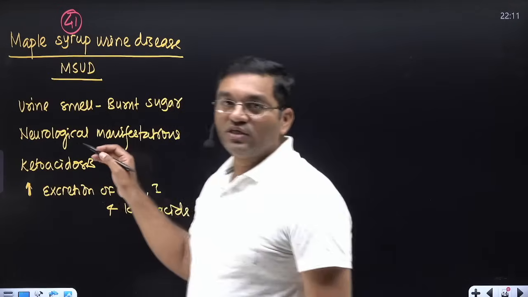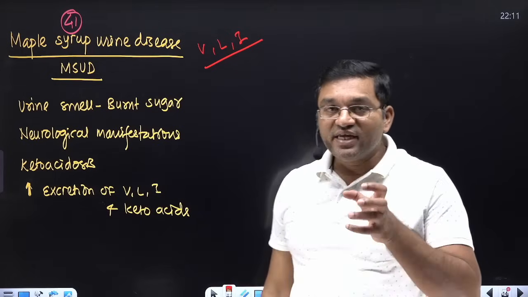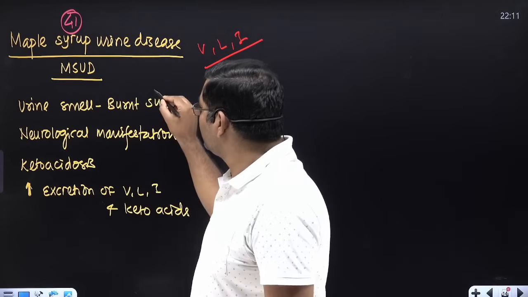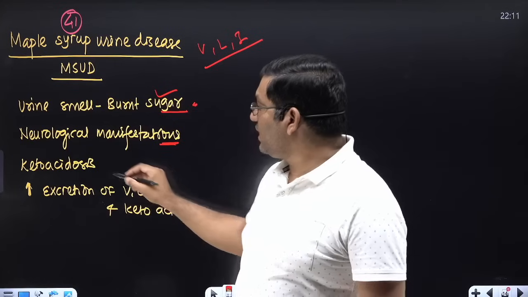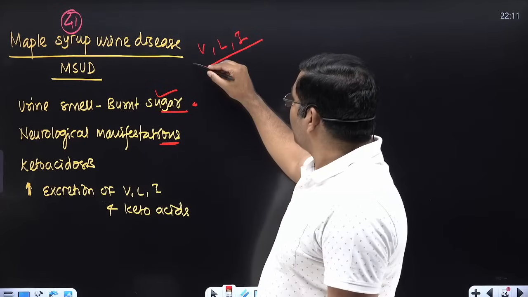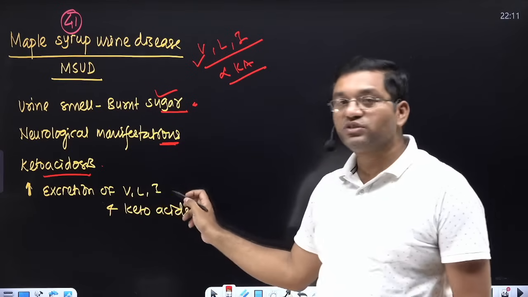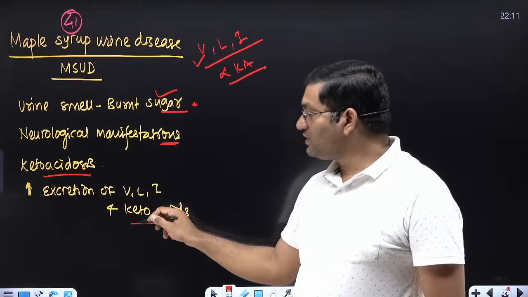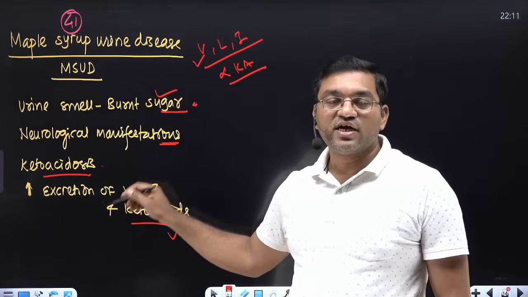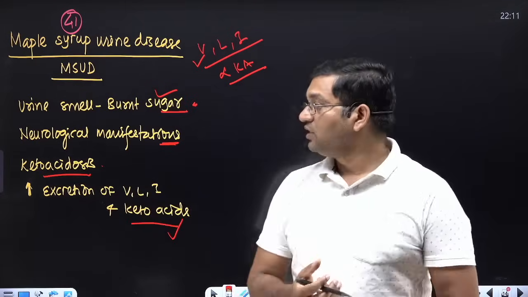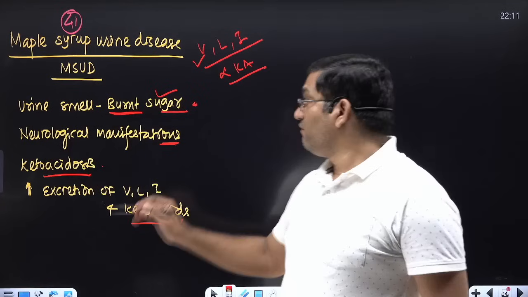Then maple syrup urine disorder, it is related with the metabolism of valine, leucine, and isoleucine, branch chain amino acids. There is typical smell, that is burnt sugar, smell of maple syrup or burnt sugar of the urine. There is neurological manifestation. This disease has progressive intellectual disability and neurological manifestations because of accumulation of these branch chain amino acids and their respective keto acids. So ketoacidosis is there. There is increased excretion of valine, leucine, isoleucine and their keto acids, which gives their increased accumulation in certain tissues, causes the damage, for example, brain. Also there is positive Rothera's test and also positive DNPH test because of increased keto acid in the urine.